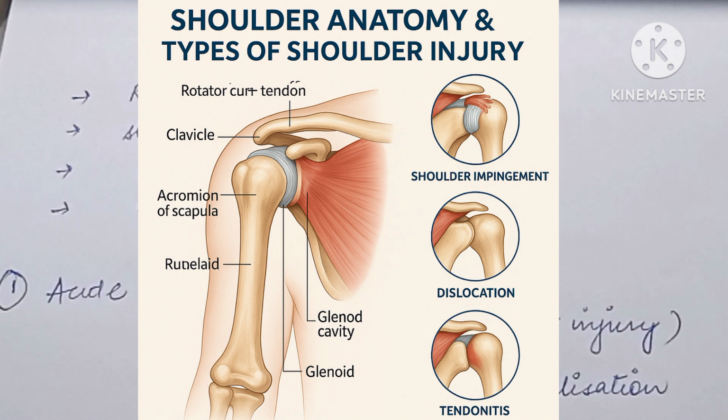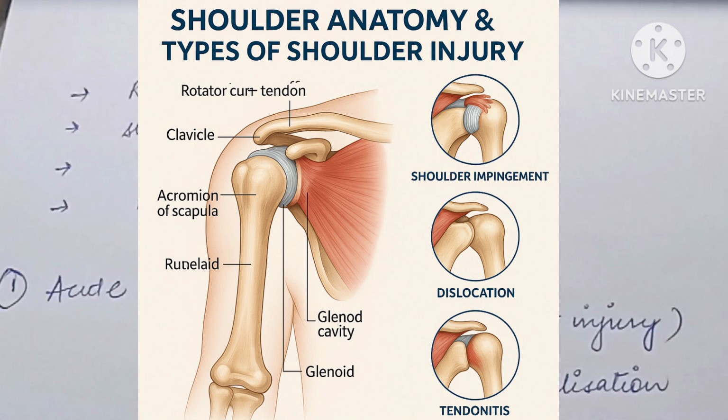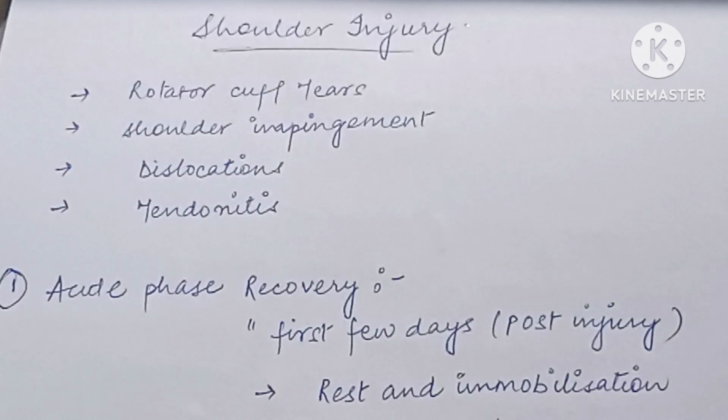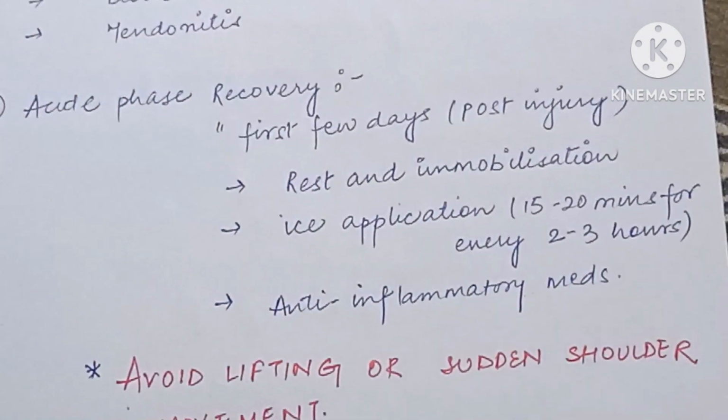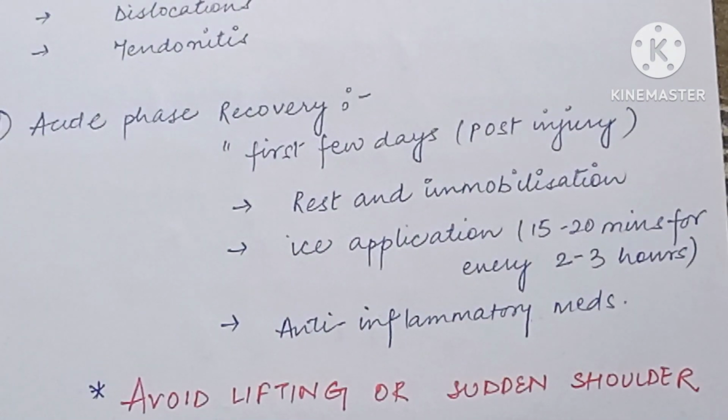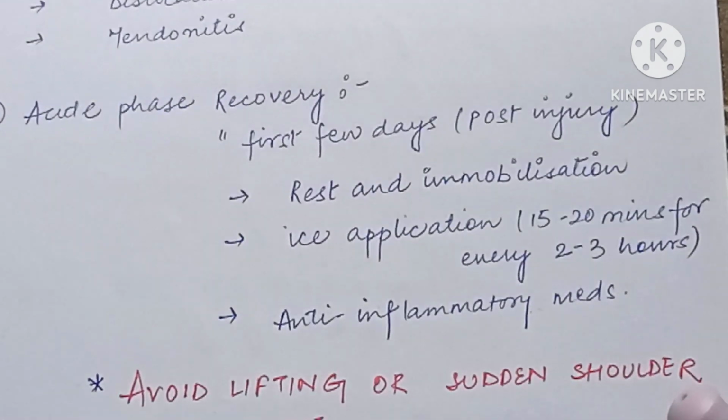The first is rotator cuff tear, then shoulder impingement, dislocations and tendinitis. When we are talking about the recovery period, we have to know the recovery period should be covered under some phases. So the first phase is the acute phase. The acute phase is the first few days post injury, the first few days come under the acute phase.